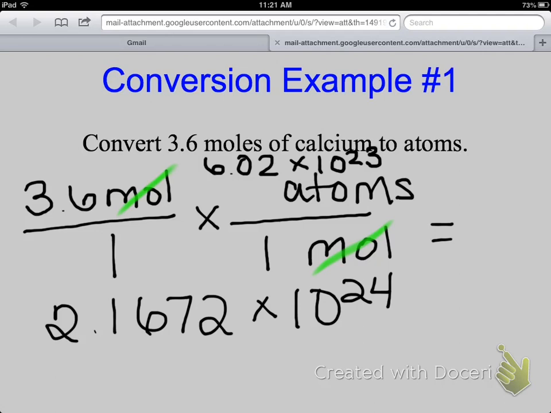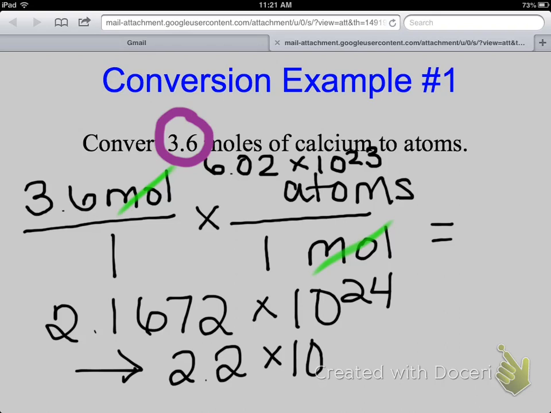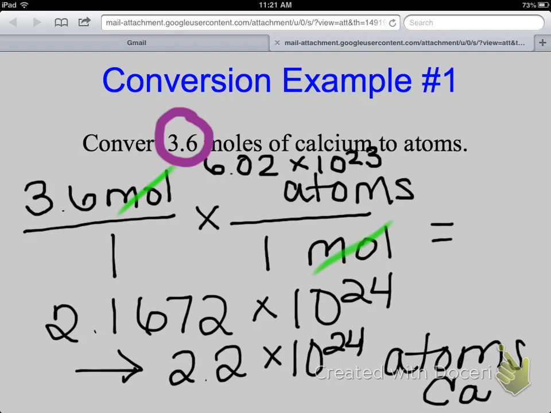But we need to look at sig figs. So how many sig figs? 3.6 has 2 sig figs, so I need to change my answer so that it only has 2 sig figs. So my final answer, 2.2, so we had to round up there, times 10 to the 24th. And we do have to label it, so we have atoms. And very important that you also tell me, what do I have atoms of? What element am I talking about? So in this case, I have atoms of calcium. Example number 1, complete.